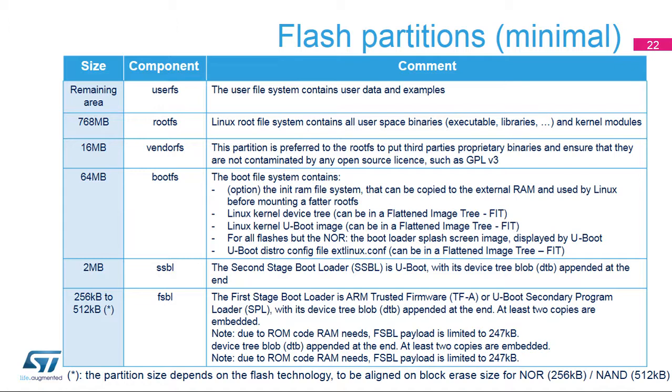And BootFS is the boot file system, and it contains the boot distro configuration file, the splash screen image, except for the NOR flash, see next slide, Linux kernel U-Boot image, Linux kernel device tree, and optionally, this partition can contain an initramfs that may be used by the Linux kernel on startup. Note that the BootFS can combine several versions of those binaries in a single image thanks to the flattened image tree format that is out of scope of this training.